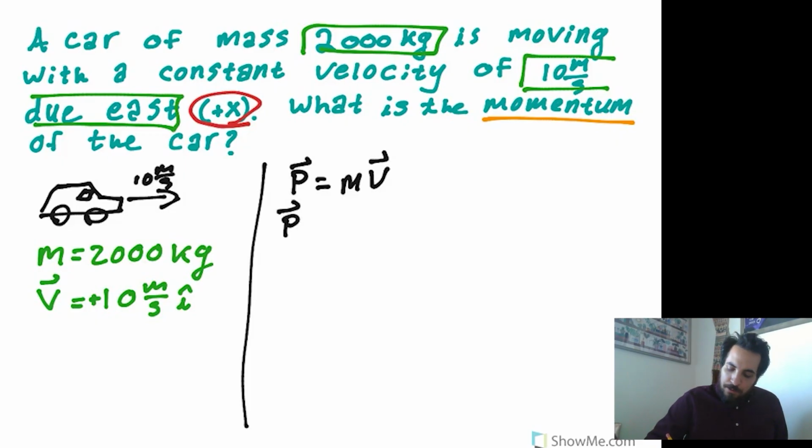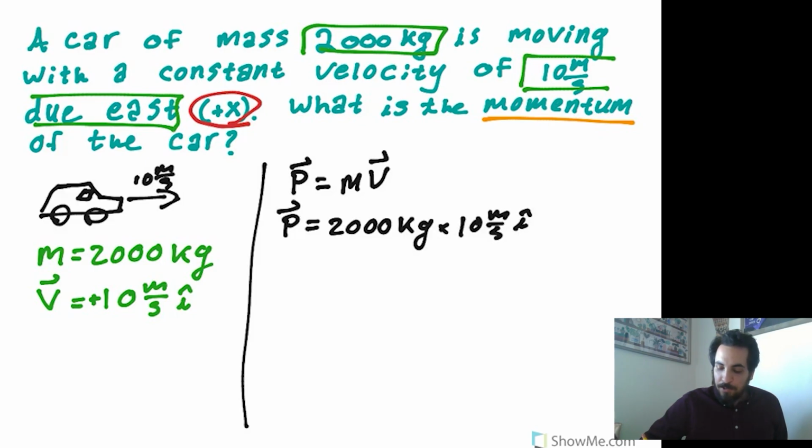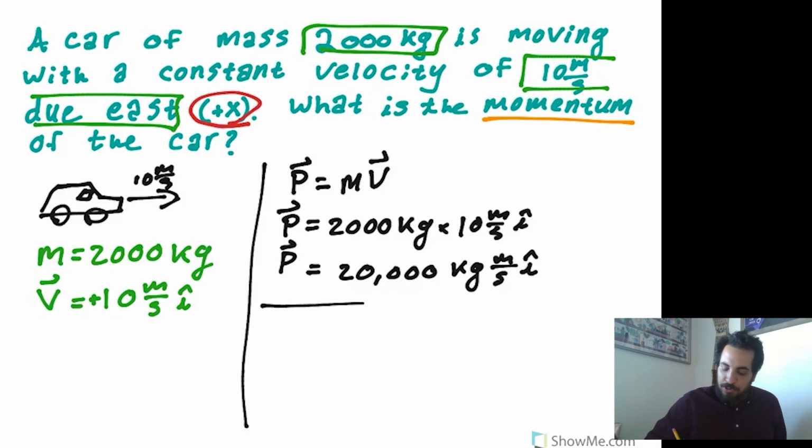So we know what the mass is, that is 2,000 kilograms. We know what the velocity is. The velocity is 10 meters per second in the i-hat direction. So what is our momentum? Well, our momentum would therefore be equal to 20,000 kilogram meters per second in the i-hat direction. That gives us our full momentum vector.